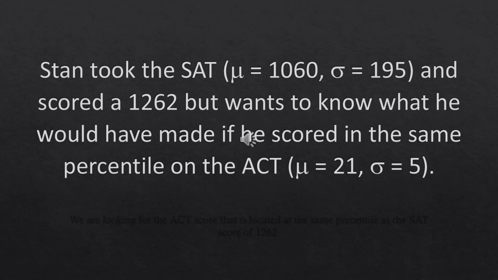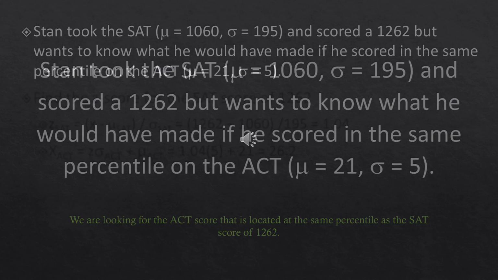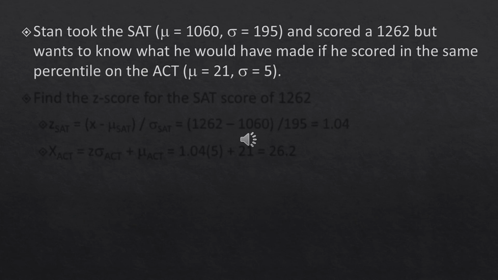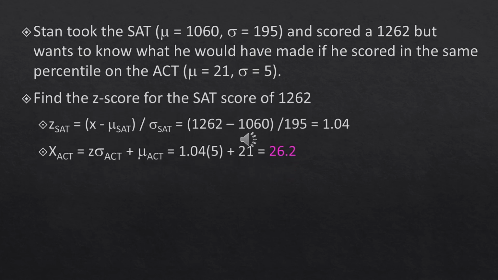Okay, last one. Try to work it on your own. Okay, so I saved the easiest one for last. All we're trying to do here is take Stan's SAT score, figure out what the z-score is for his SAT score, and then turn it back into an X value, a score, but in ACT terms.